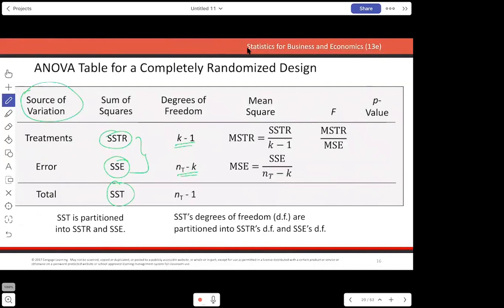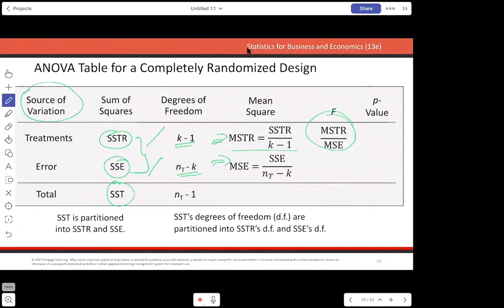And then the ratio of SSTR to its degrees of freedom, and SSE to its degrees of freedom, will give us MSTR and MSE. The F value comes from the ratio of these two values, MSTR over MSE. And then we have to go to the table to get our p-value, depending on the degrees of freedom, numerator and denominator, and the F value. All right? So that's the table.